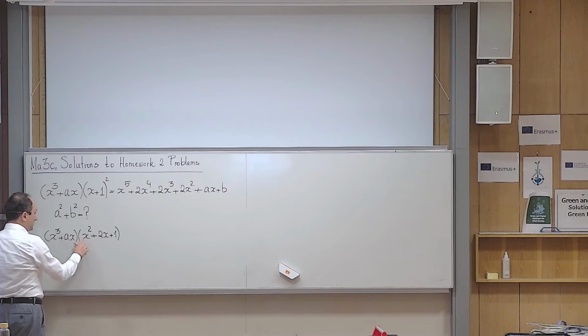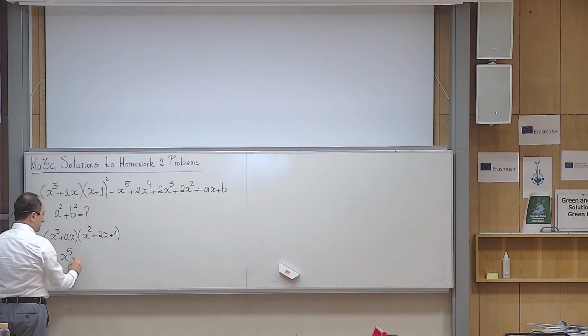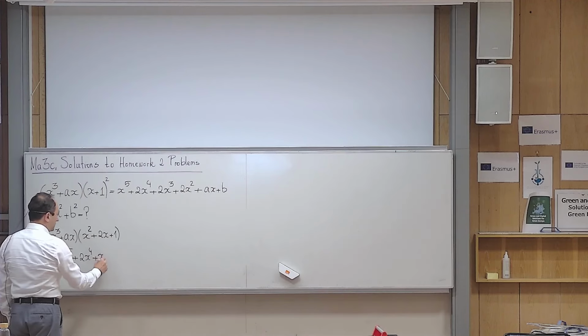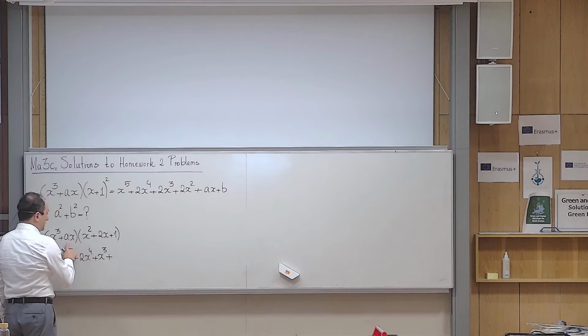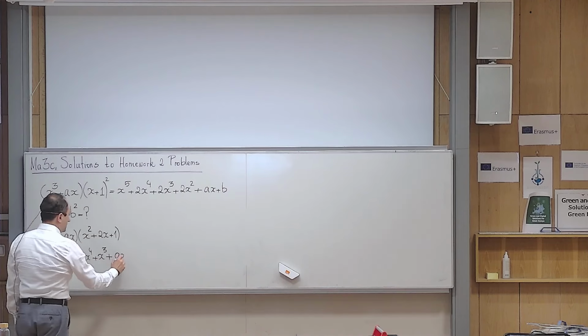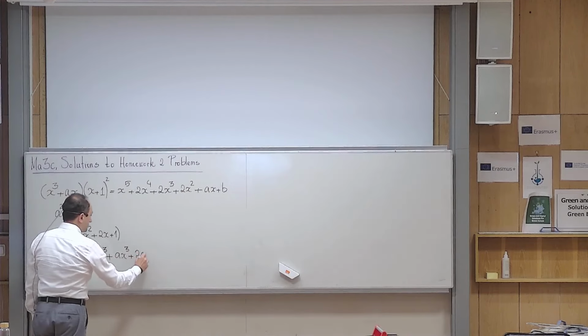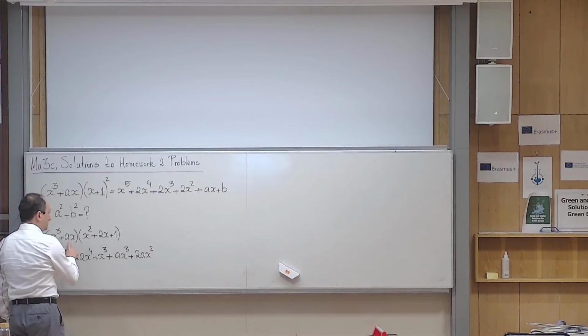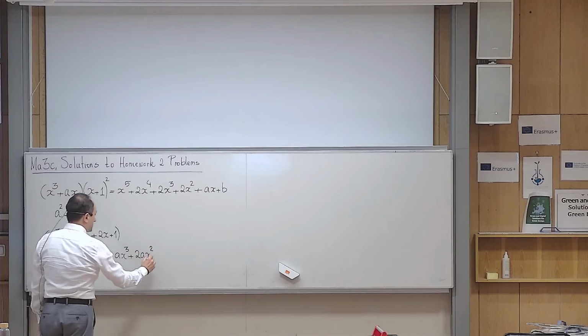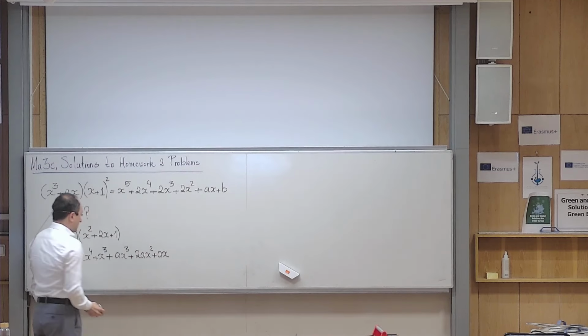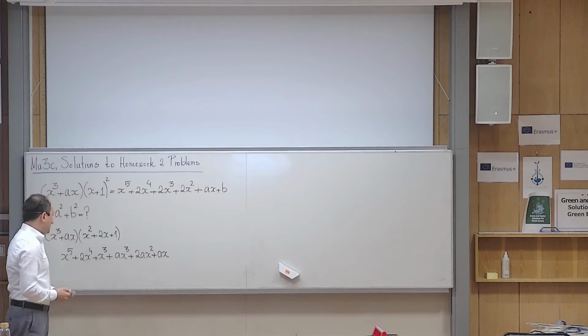So this one multiplied by that is x to the power of 5. This one multiplied by that is 2x to the power of 4. This multiplied by that is x to the power 3 plus, multiplying this by that, it becomes ax cubed. Multiply this by that, it becomes 2a x squared, and then finally I multiply this by that, it becomes ax. Yes? So I have 2 terms here, 3 terms here. In total, I should have 6 terms: 1, 2, 3, 4, 5, 6, that's good.